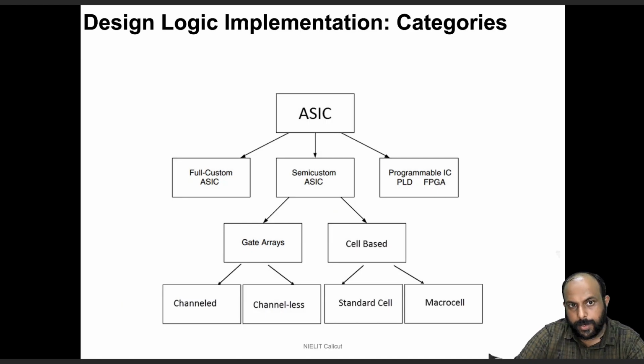Now, if you look at how digital logic implementations are done, they can be classified into three major sectors. The first one is called a full custom ASIC. Here, ASIC basically stands for application specific integrated circuits. If you look at the ASICs, there are three primary categories. One is called a full custom ASIC. The second category is called a semi-custom ASIC. And the third category is formed by programmable integrated circuits, namely programmable logic devices or PLDs, as well as field programmable gate arrays or FPGAs.